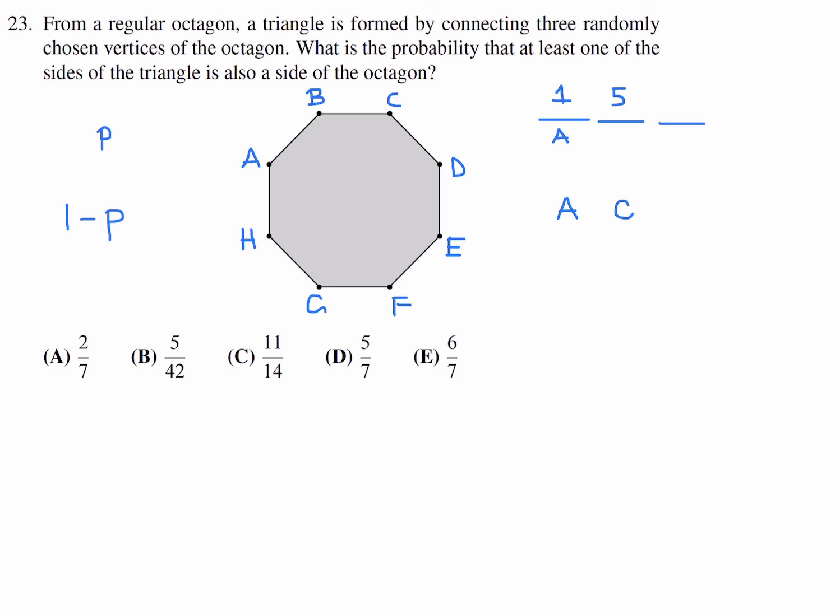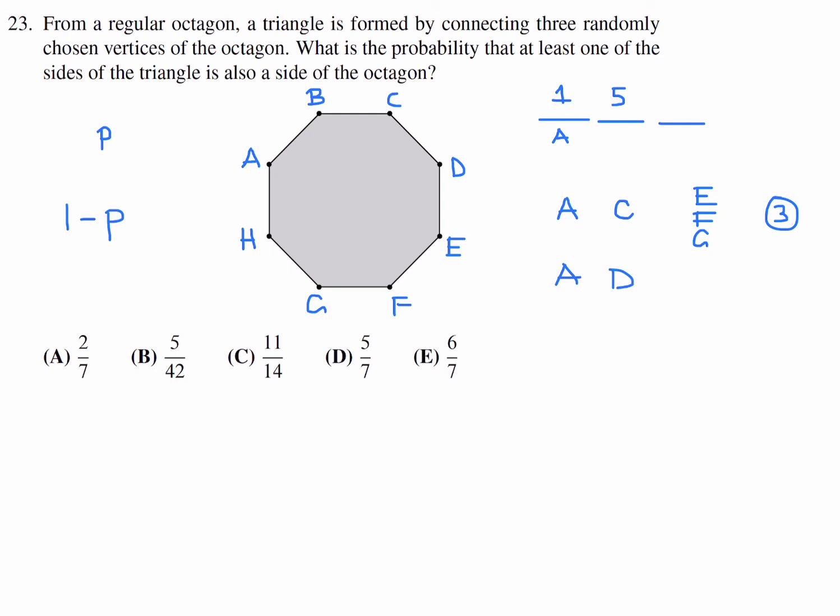Second vertice. If the second one is C, then what about the third? Obviously, I'm not going to be choosing B. Can't choose D. Can't choose H. But I can choose E, F, or G. Those are fine. So as you can see, E, F, or G. So that's 3 ways of making a triangle. Well, let's keep going here.